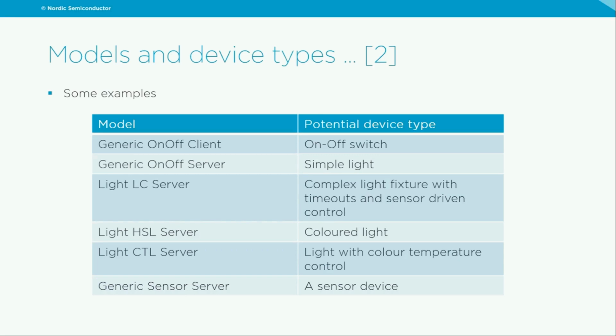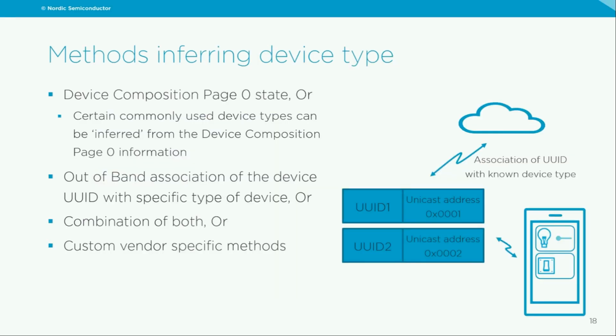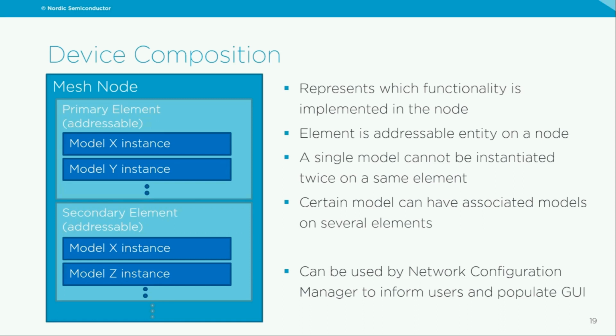The Network Configuration Manager can infer the device types using various methods. The first and foremost is device composition page 0. Most commonly used device types can be inferred using this information. There can be another method of inferring device type, such as out-of-band association of the device UID with a specific type of device, or a combination of both. For example, your vendor ecosystem can provide a way to associate a device UID with a certain kind of device type by fetching some information from the cloud. Or you could combine this approach with the device composition data page 0 and provide a rich GUI interface. Let's look at this device composition and what it is.